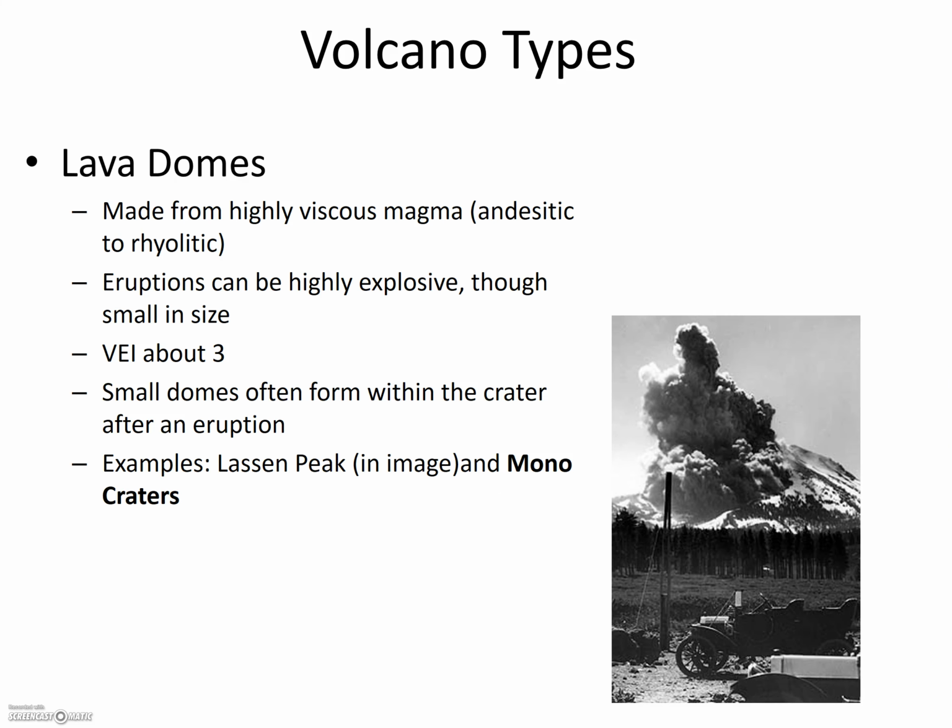Lava domes are made from highly viscous magma, andesitic to rhyolitic. The eruptions can be highly explosive, though small in size, with a VEI of about 3. Small domes often form within the crater after an eruption. Examples include Lassen Peak in the image and Mono Craters.